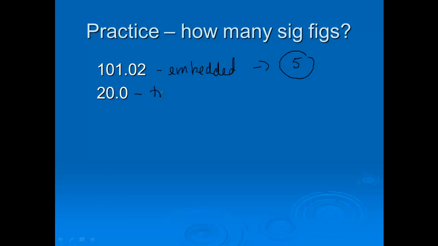Now these zeros are at the end, so this is going to be trailing. So they will count. So it also is going to be 3. Now, if it was written as 20 without a decimal place, it would be trailing with no decimal place, so this would only be 1. Again, don't panic if you don't totally understand it right now. We're going to do practice in class.